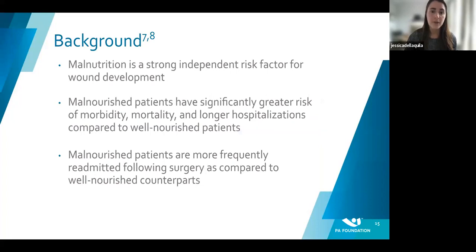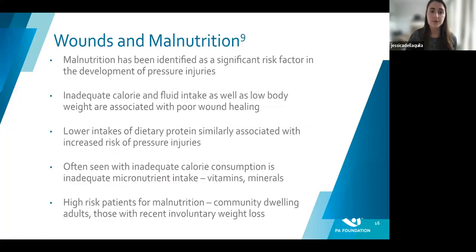So the background: malnutrition is a very strong risk factor for wound development. These malnourished patients have increased morbidity and mortality. They have longer hospitalizations, and specifically with surgical patients, we see a much higher readmission rate after discharge. So for wounds and malnutrition, again, it is a large risk factor for the development of pressure injuries. Inadequate caloric and fluid intake, as well as weight, are associated with inadequate wound healing as well.